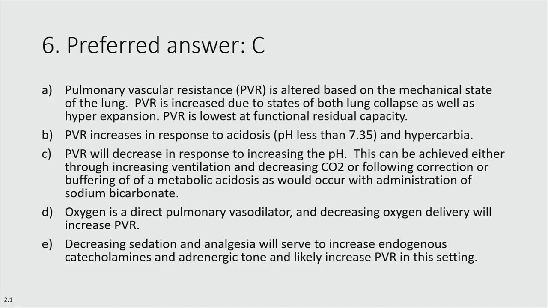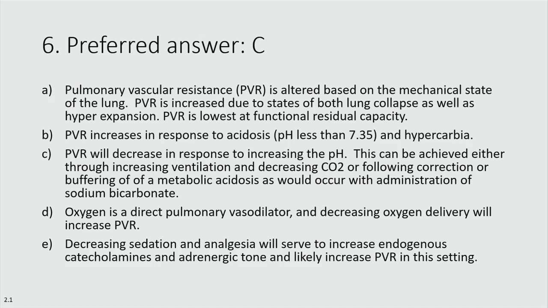This can be achieved either through increasing ventilation and decreasing CO2 or following correction or buffering of the metabolic acidosis, as would occur with administration of sodium bicarb. If the patient had, for instance, a lactate of 5, using bicarb would not have been the correct answer. But in this patient in which lactate is not offered and the acidosis is deemed to be a combination of a metabolic state and some respiratory component, giving bicarbonate will be a reasonable choice.